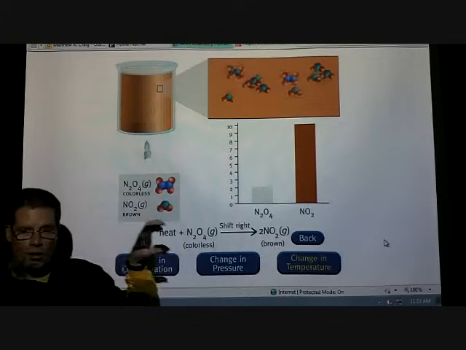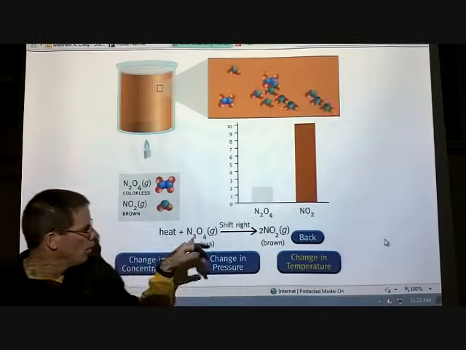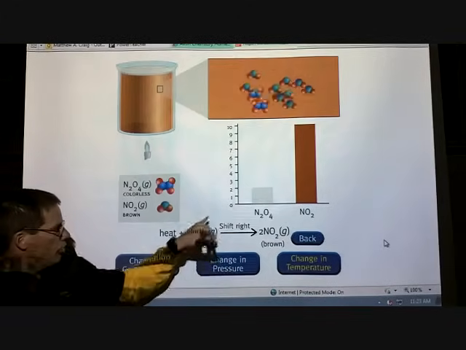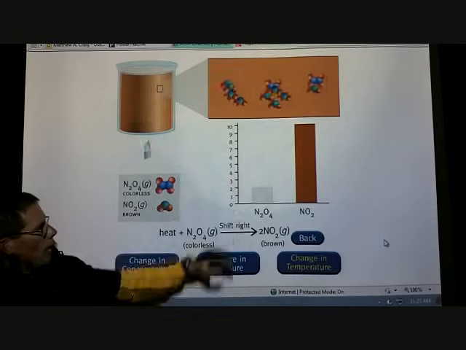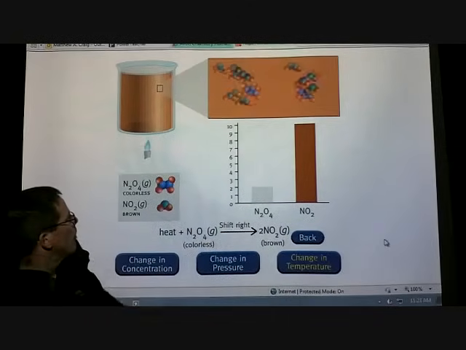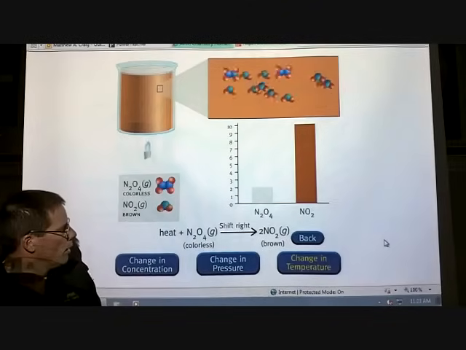So since we are shifting away from the addition, that means that the N2O4 is going to decrease while the NO2 is going to increase. So decrease on this side and increase on that side. And I wasn't watching the concentrations change, but I'm pretty sure that's what happened. And here's our cute little Bunsen burner heating up the system. Okay?